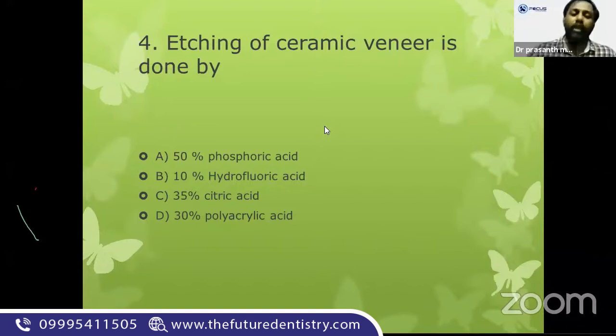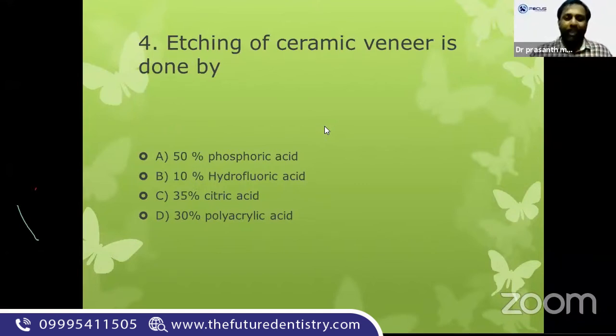Etching of ceramic veneer is done by 2 to 10% hydrofluoric acid. If you have got different percentages as options, the best answer is 10%. If 2, 3, 4, 5, 10, all hydrofluoric acid percentages are given in your options, go for 10% because 10% hydrofluoric acid is the more apt, more accurate answer.